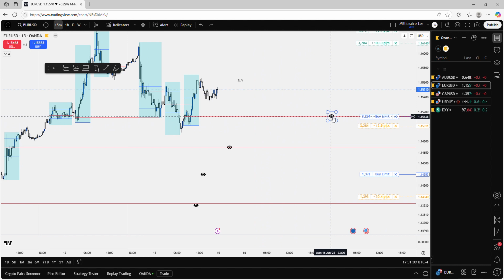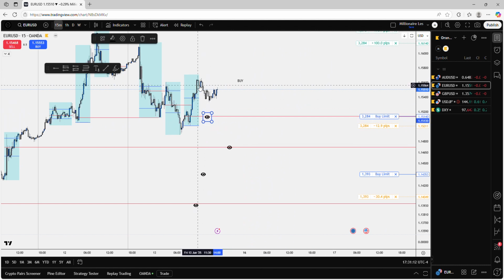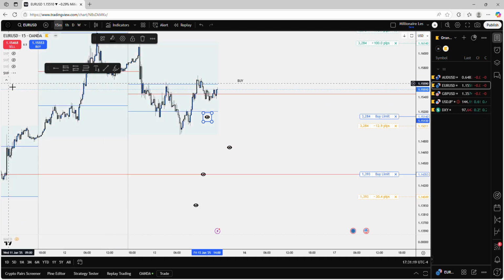Again, I have my eyeball set on this POC, closed above the New York value area high. All right, now put on my daily session.